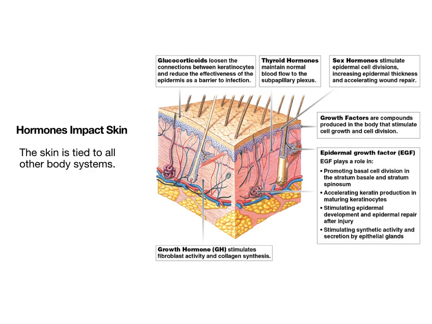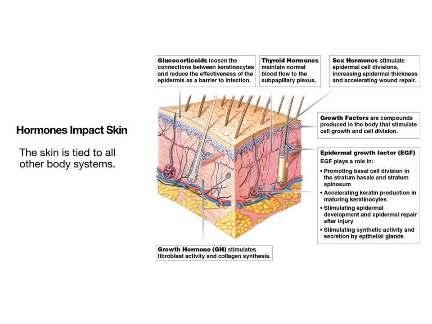And then we have our epidermal growth factor, or EGF. This is a peptide that has widespread effects on the epithelia. It's produced by our salivary glands and our glands in our duodenum. The main functions are promoting that basal cell division in the stratum basale and stratum spinosum. This helps accelerate the production of our keratin, and this stimulates our epidermal development and repair, and also stimulates our synthesis and secretion in glands.